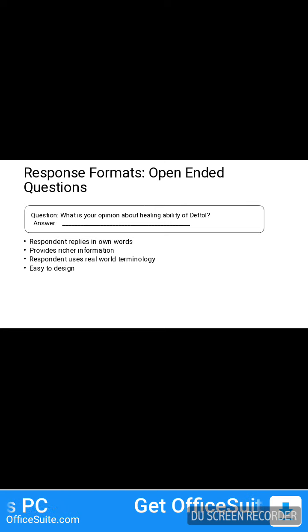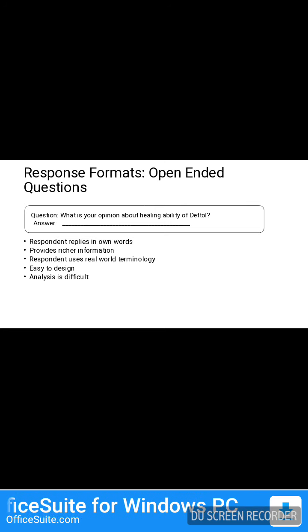These are easy to design. Why are they easy to design? The reason is very simple. You don't have to give the choices. You don't have to spend time on thinking about the response choices. We do not need to give the response choices to the respondent in open-ended questions. So that is why you will be finding it easy as a researcher to design open-ended questions.